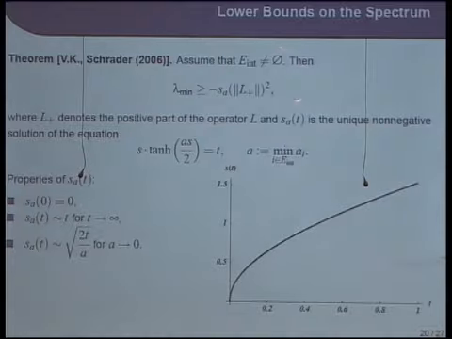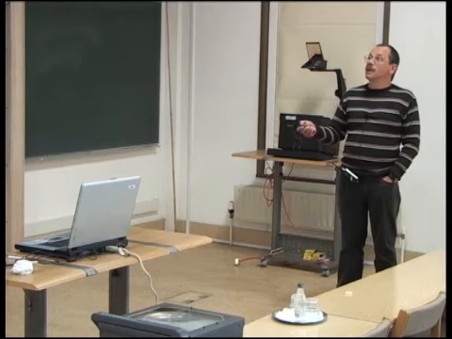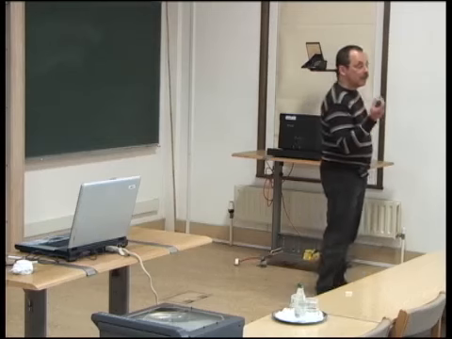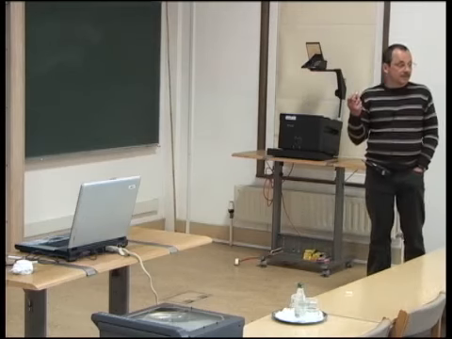So we consider the graph with internal edges. Otherwise, the problem is trivial. And this is the statement. The lower bound for the spectrum of the Laplace operator is some function, which will be described right now, S_a, of the norm of L plus squared. L plus is the positive part of the operator L. And the function S is defined as the unique non-negative solution of this equation. The number a is the smallest length of the internal edges.